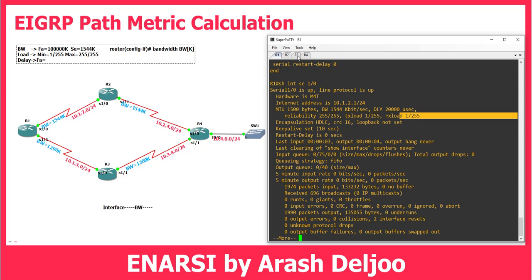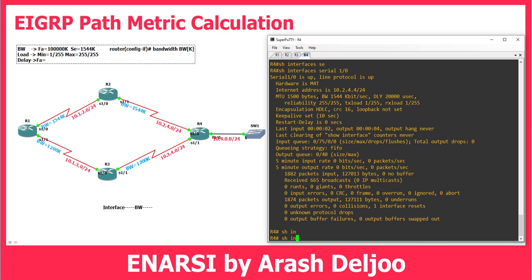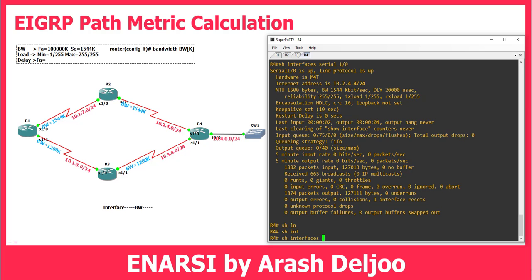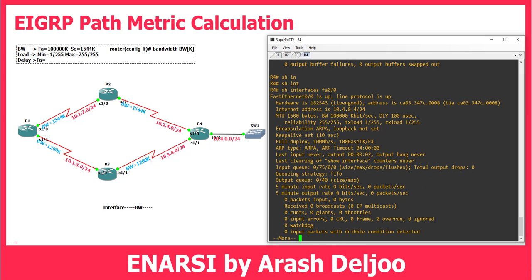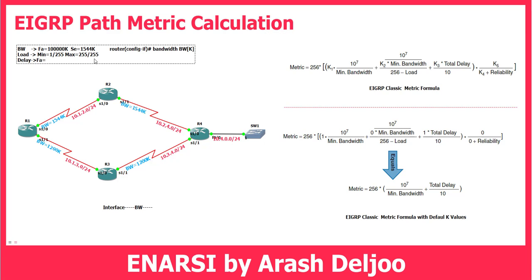For example, because Fast Ethernet has high bandwidth, we expect to see low delay. Look here in R4, let me show you with show interface. Fast Ethernet 0/0: here you can see the delay of the Fast Ethernet is 100 microseconds. We can assume that this is a low value, or not so high a value.